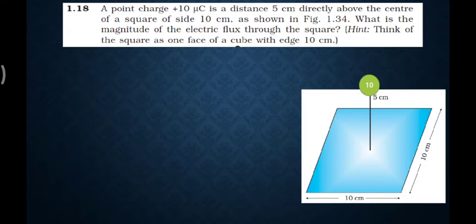What is the magnitude of electric flux which passes through that square due to the presence of that charge? The hint is very important because that one word is hidden there. Think of the square as one of the faces of a cube. This square is nothing but one of the faces of a cube.